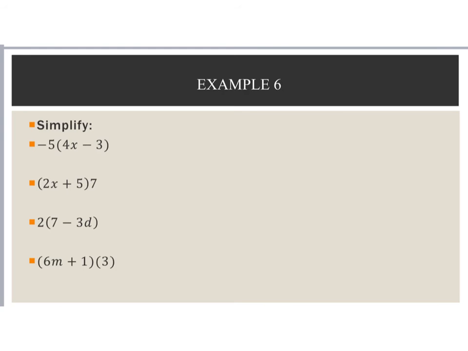Now example 6, if you notice, we have variables mixed in with our quantities that we're adding or subtracting, and then we have to distribute, and that's okay. You just have to distribute onto everything, and because I have unlike terms, I just won't be able to combine them, so I can only simplify. So if we look at this first one here, I have negative 5 times 4x, which will give me a negative 20x, and negative 5 times a negative 3 is going to give me a positive 15. So I distributed that negative 5 onto both terms, and I got negative 20x plus 15.